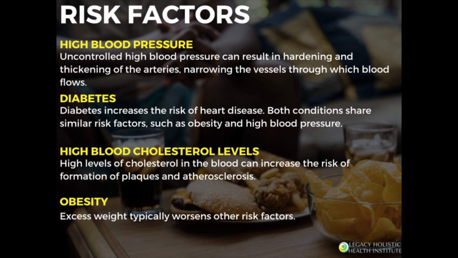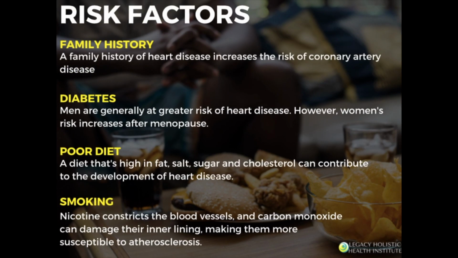High blood cholesterol levels. High levels of cholesterol in food can increase the risk of formation of plaques and atherosclerosis. Obesity. Excessive weight typically worsens other risk factors as well. Family history is also a risk factor. A family history of heart disease increases the risk of coronary artery disease, especially if a parent developed it at an early age, meaning before 55 for male relatives, such as a brother or father, and 65 years old for a female relative, such as a mother or a sister.